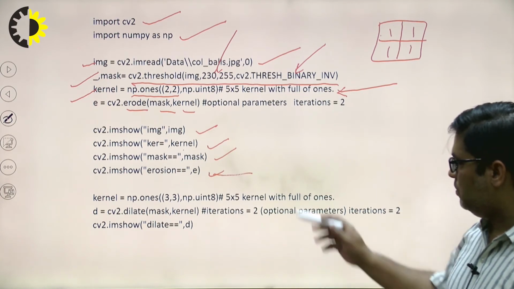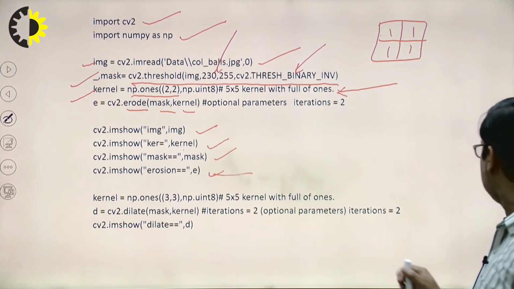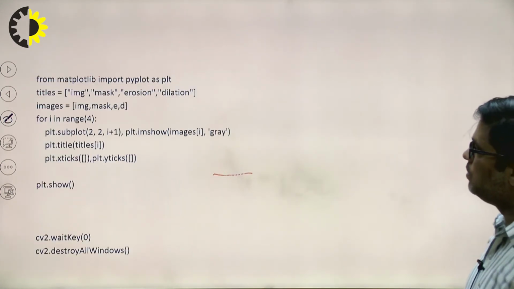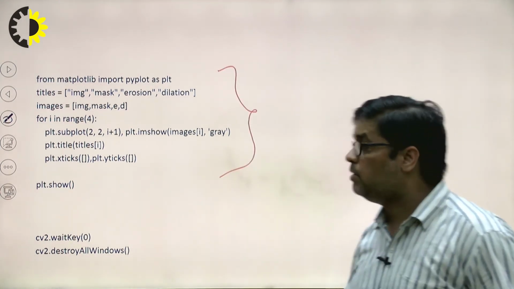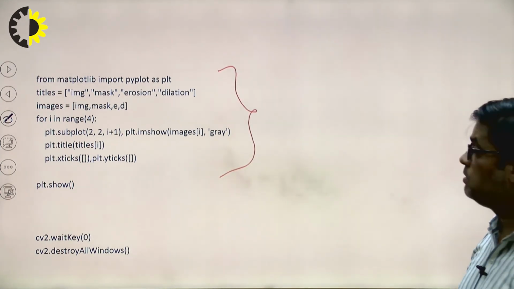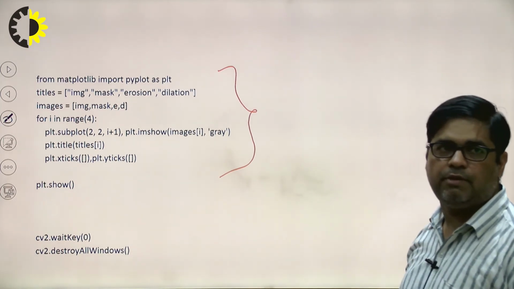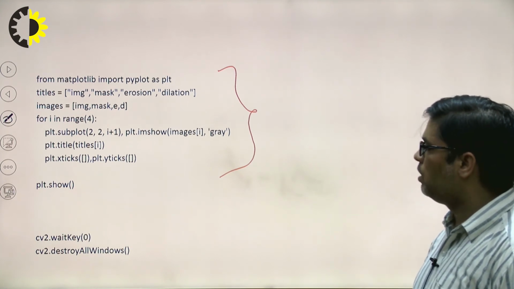Next, this is similar for dilation, and we'll study it in the next topic. The matplotlib function is used for displaying or managing a number of images. Whenever we have a number of images and want to control the display of the images, we use matplotlib with subplot.